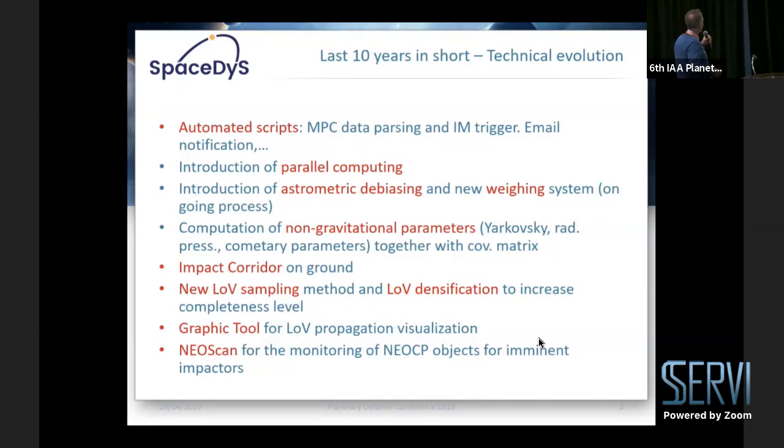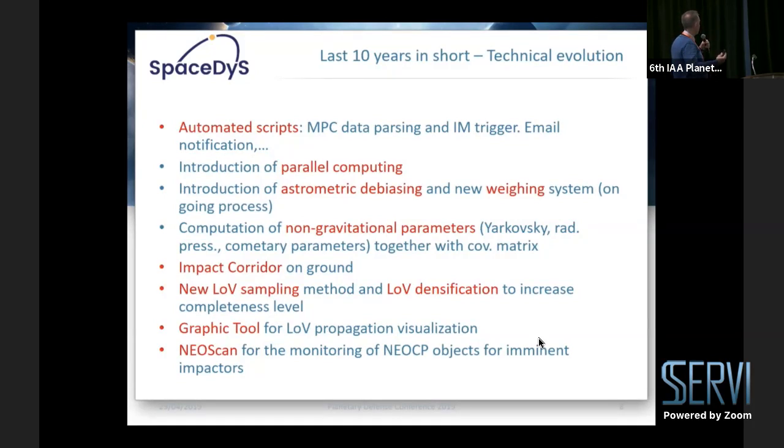For the technical evolution, we did a lot of work during these last 10 years. In particular, we made a big effort to automate the system, so everything goes through automatic processing triggered when there are new data from the MPC. We introduced parallel computing, which is actually necessary. When I started in 2008, the computation for a single object lasted 1 hour and a half to 2 hours. Now, in 1 hour we are able to compute about 20 objects. That is very necessary, in particular given that the increase of new discoveries is continuing.